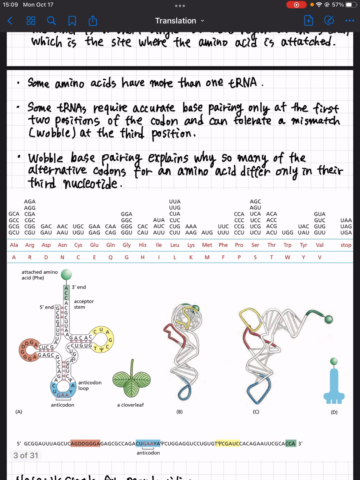One of these regions forms the anticodon, a set of 3 consecutive nucleotides that pairs with the complementary codon in an mRNA molecule. The other is a short single-stranded region at the 3' end of the molecule. This is the site where the amino acid that matches the codon is attached to the tRNA.